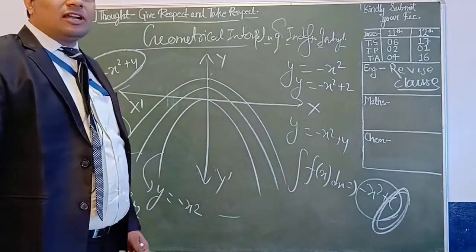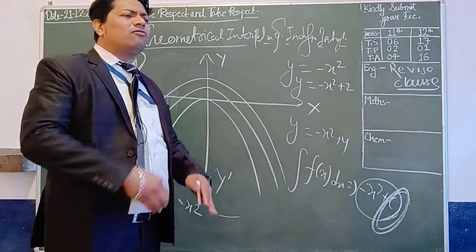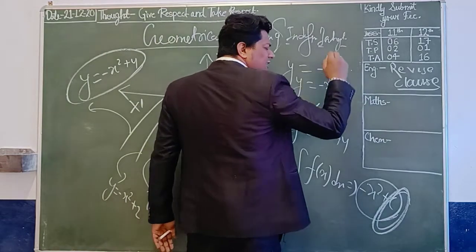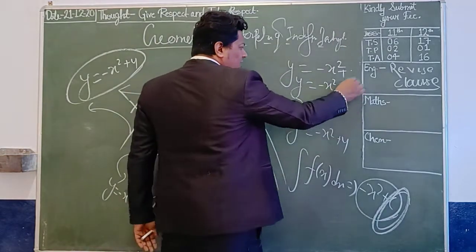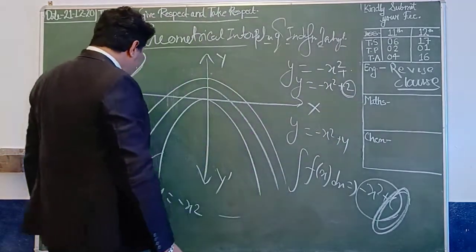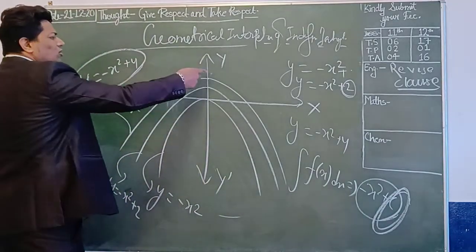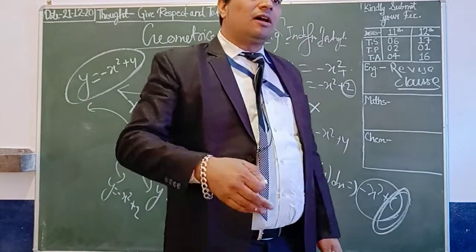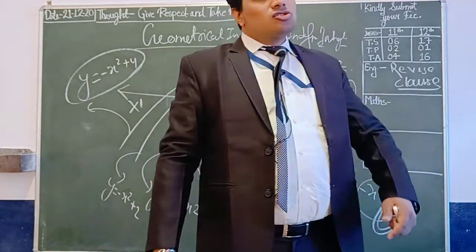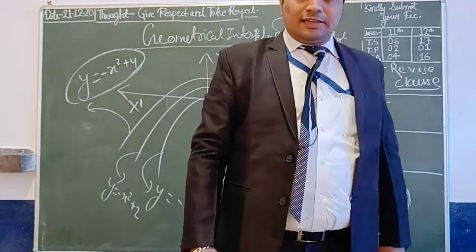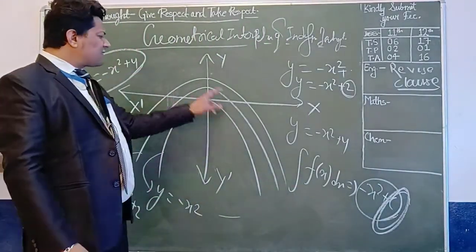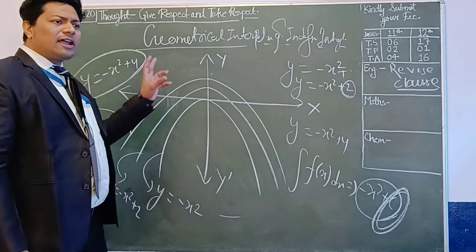C is the constant. Here, in the place of c, you are getting nothing, but here you are getting 2, here you are getting 4, and again you will go to 6, 8, 10, like this. So you are getting different values of c, but the same curve.